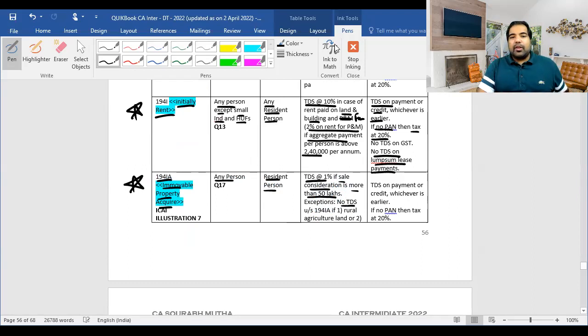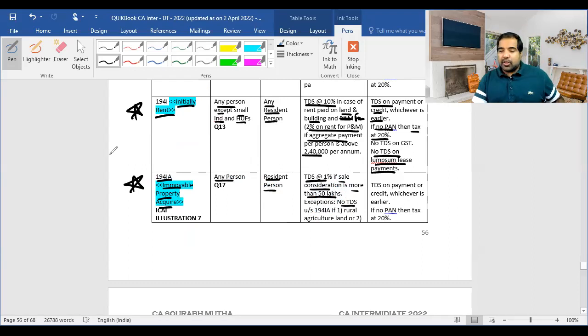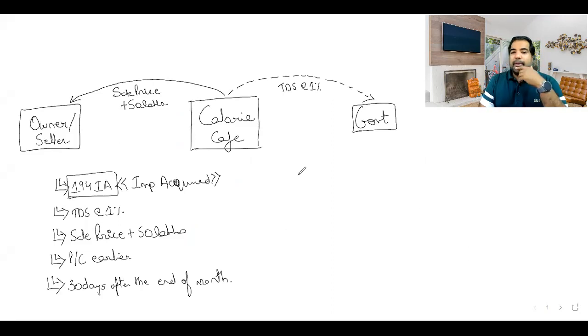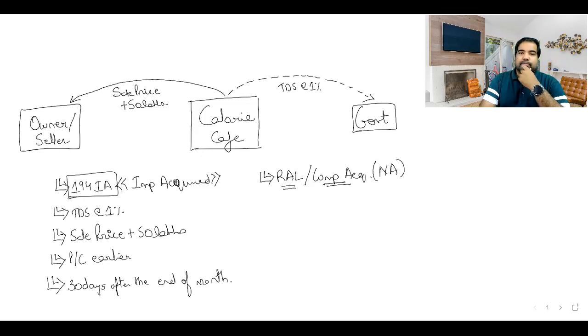In case you were buying not this cafe, but an agricultural land in rural areas, then there will be no TDS. Why? Because in the sale of rural agricultural land, if you remember, guys, there is no capital gain, no tax, and hence no TDS. Also, if it's compulsory acquisition, if the government is compulsorily acquiring it, then there's another section for TDS, not this. So this does not apply in 2 cases: when you're selling or buying rural agricultural land, or when there is compulsory acquisition.